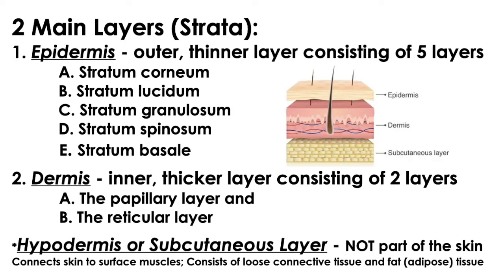So let's address the epidermis first. Epi means outside or on top. This is going to be the thin layer consisting of 5 different layers. You have stratum, and stratum means layer. So for each one of these, it says layer and then the name. Then below the epidermis, we have the dermis. This is where you're going to have a lot of the accessory organs, such as the sweat glands, the hair follicles, and the blood vessels in the structure of the dermis. So we have the papillary layer and the reticular layer.